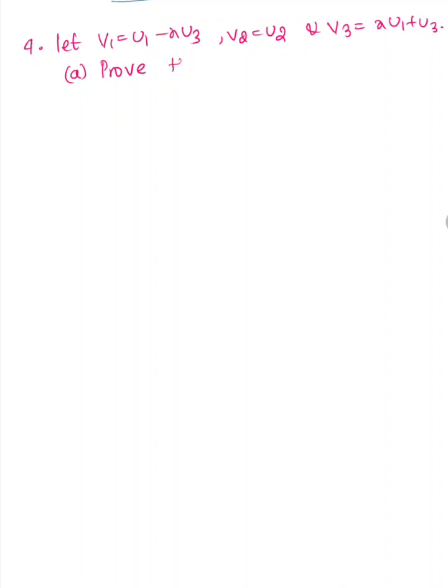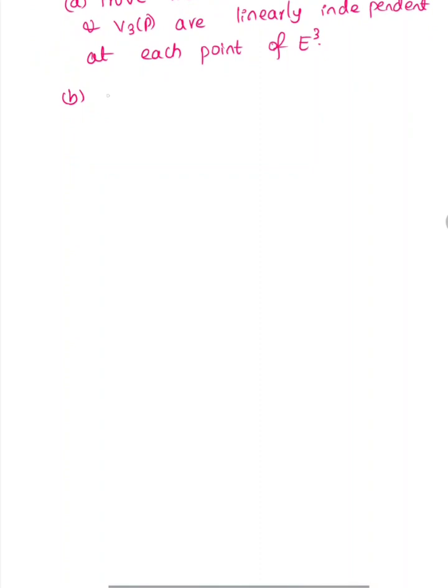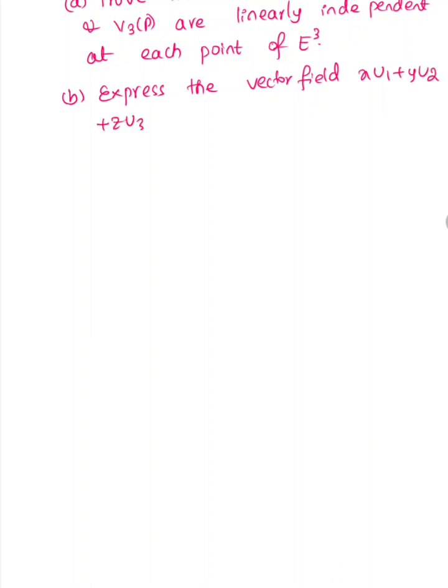First one says prove that the vectors v1 of p, v2 of p and v3 of p are linearly independent at each point. The second question is express the vector field x u1 plus y u2 plus z u3 as a linear combination of the vector fields v1, v2 and v3. So first we look into the first one, afterwards we will see the second.